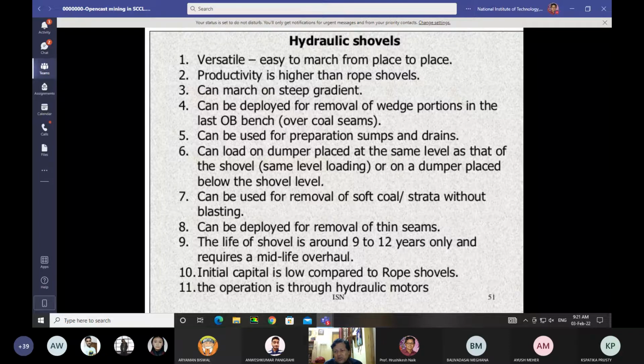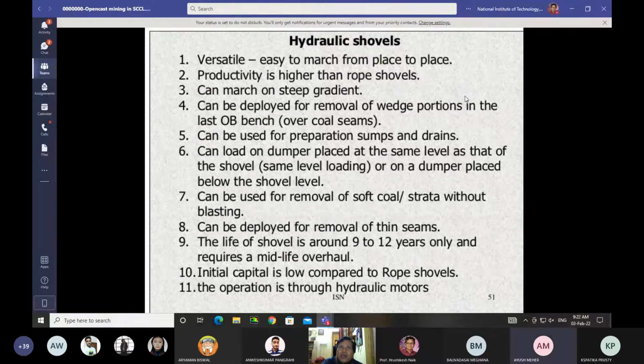So that is also one reason why people are going for diesel operated shovels, because they are very versatile. They can be easily taken from one place to another. Are you listening to me? This is also one of the reasons why people are selecting the diesel operated shovels. I hope your question is well answered.